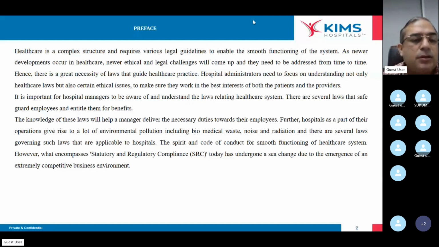The question that is being answered by the author here is: when we say extremely competitive business environment, extremely competitive business is nothing but a lot of hospitals, fewer patients. So everybody wants to pull the patient to themselves. They want the patients to come to them. They don't want the patient to go to somebody else.